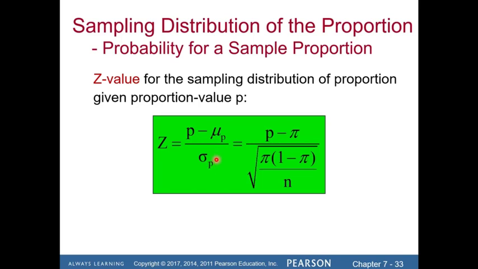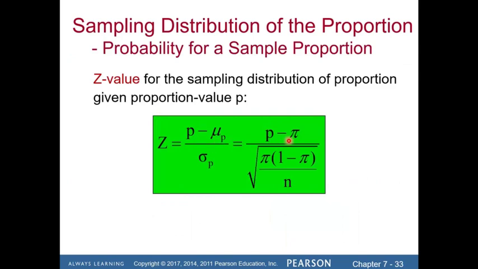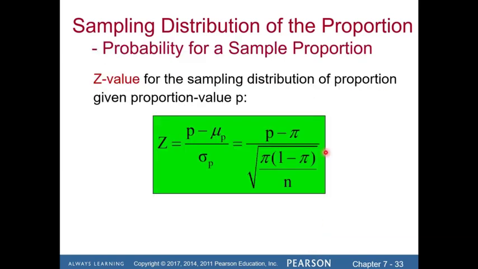Okay, and then we plug in a formula for mu p. So we know that mu p is equal to pi, which is from this formula. So we replace mu p with pi. And we also know that sigma p, which is the standard error of sample proportion, is equal to this formula. So we replace the sigma p with this formula, and now we have this formula for z value.